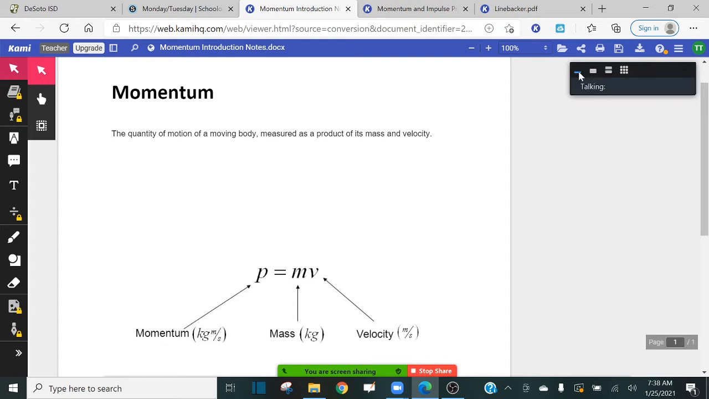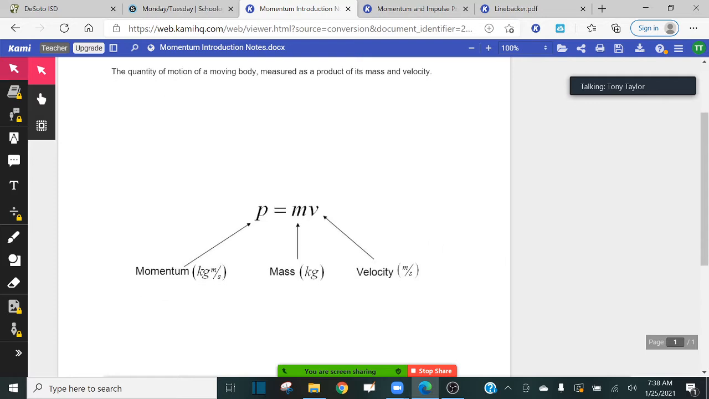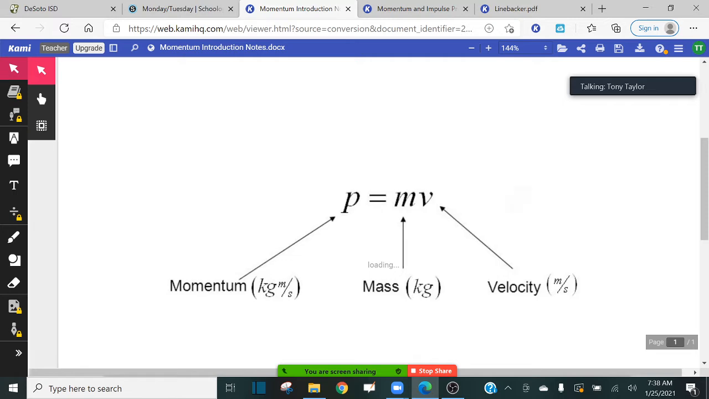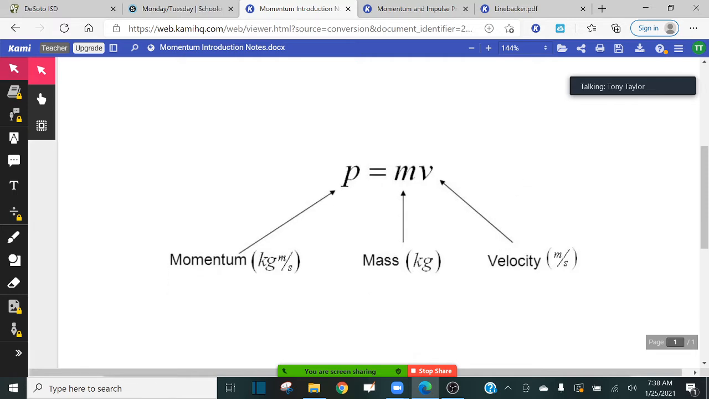It basically defines what momentum is. Momentum is defined as the quantity of motion of a moving body. It is measured as a product of its mass and velocity. So guys, this is probably one of the easiest equations you're going to get in this class all year. Whenever you're calculating momentum in physics, momentum is equal to mass times velocity.